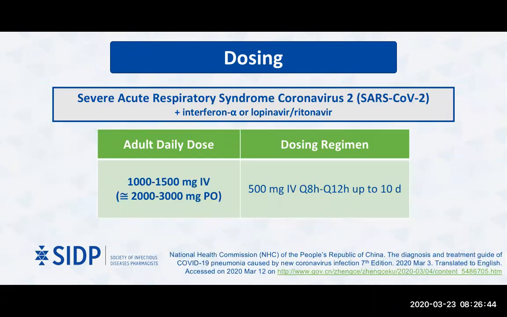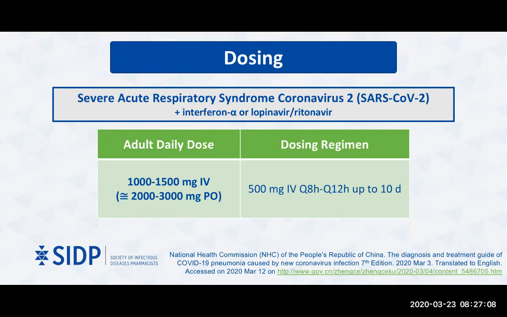That leads us to the current ribavirin dosing that's being employed for severe acute respiratory syndrome coronavirus 2, better known as SARS-CoV-2, either in combination with interferon alpha or lopinavir ritonavir. So we're still giving relatively high doses, what would be the oral ribavirin equivalents of about 2,000 to 3,000 milligrams of ribavirin orally per day for an adult.